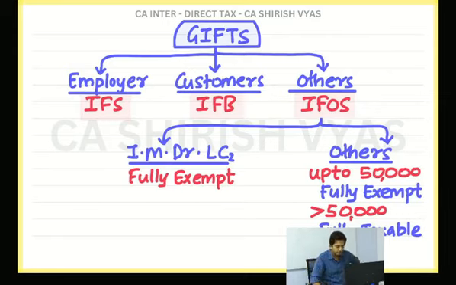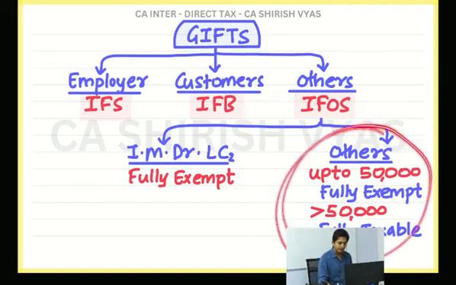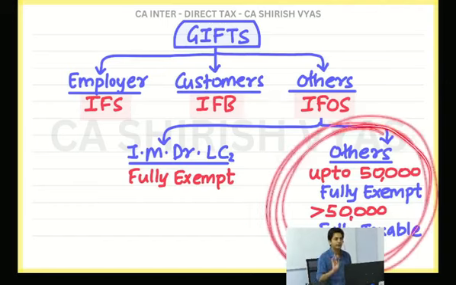Okay. So in short, taxing a gift is something abnormal. Principally speaking, it should not be taxed. But the government cannot go by principle every time, because people are cheaters. That's why the government says, although it's not an income, we will tax you, but only in certain cases, and that too if it is above 50,000.